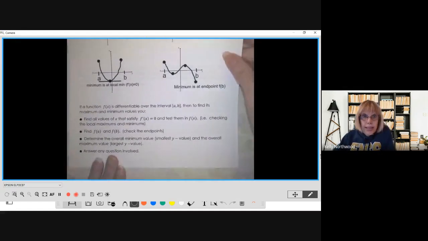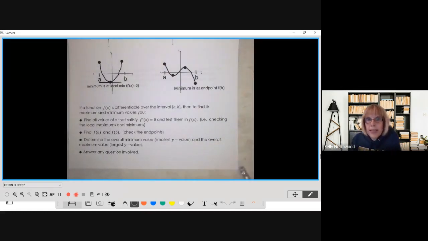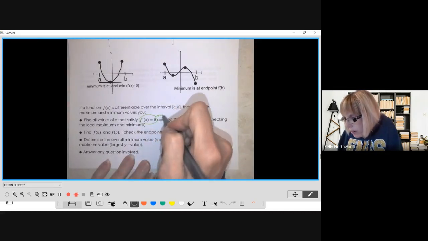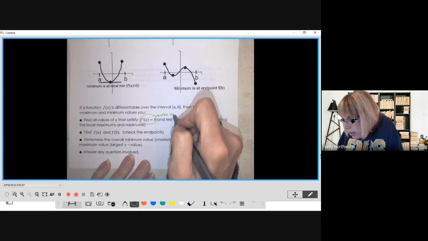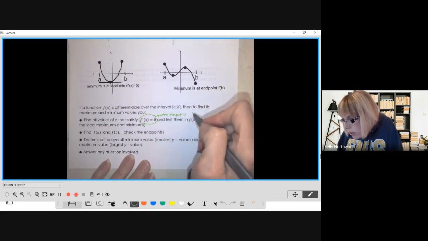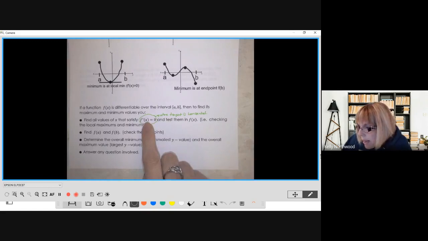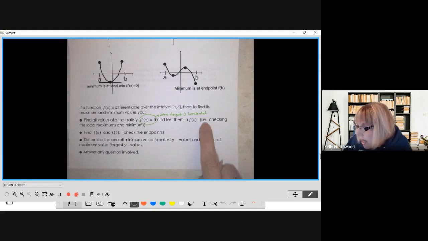If a function f of x is differentiable over the closed interval a to b, then to find its maximum and minimum values, you would find all values of x where the tangent is horizontal, and then find the corresponding y values at those critical x values.